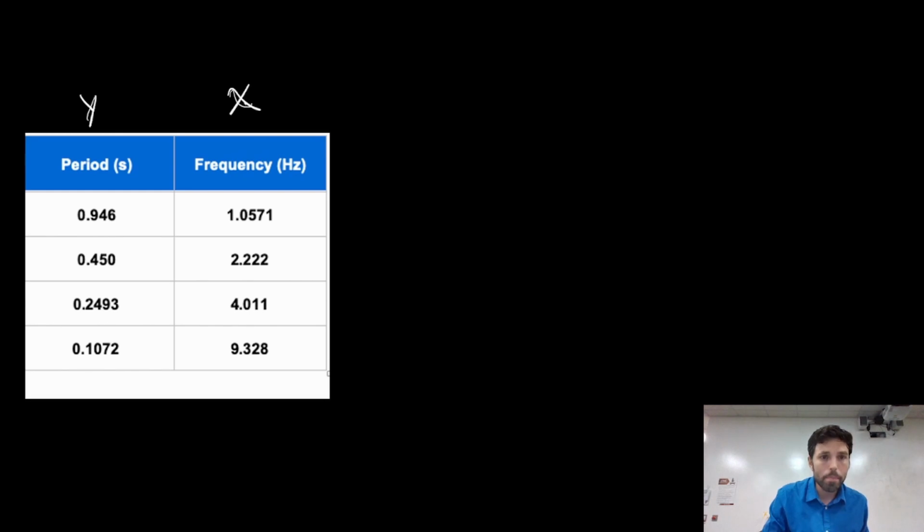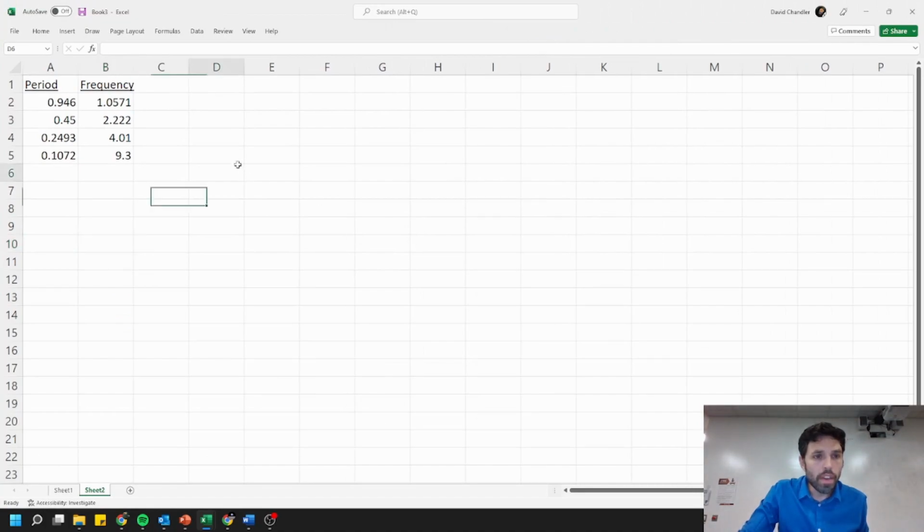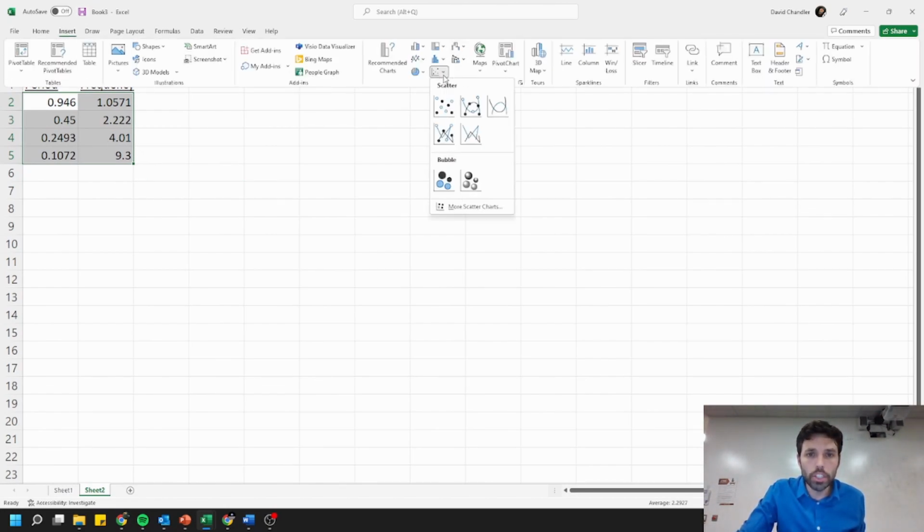I won't say what it is yet. If I were to plot this data, I'm going to pop over to Excel real fast. If I were to graph this data, here is my period and frequency. I did this in class, but I want to go over it again, that way you can watch it over and over again. Insert a chart, scatter plot.